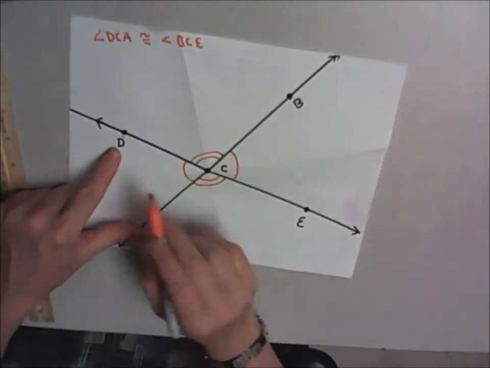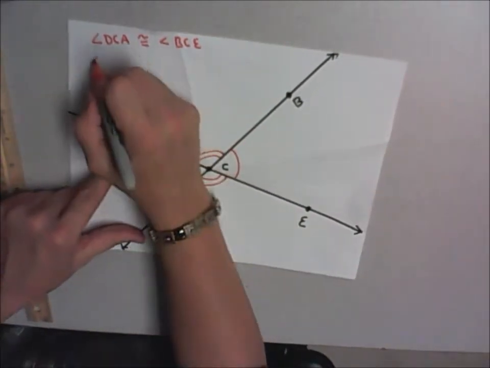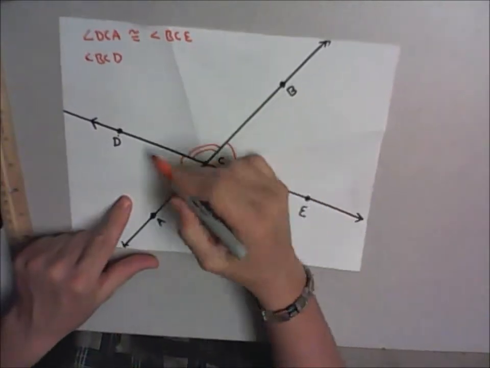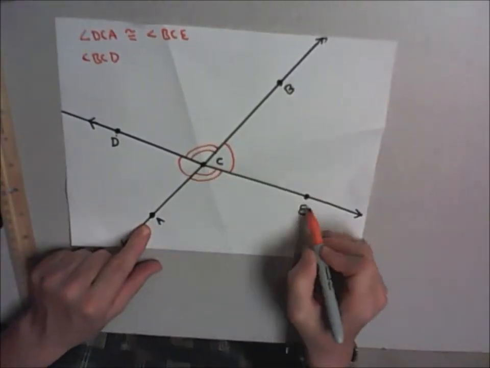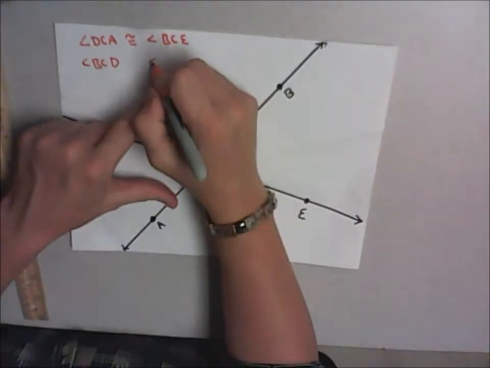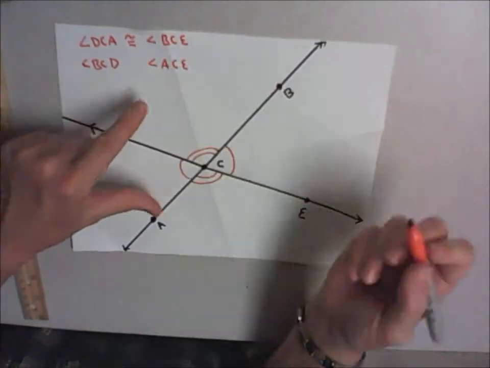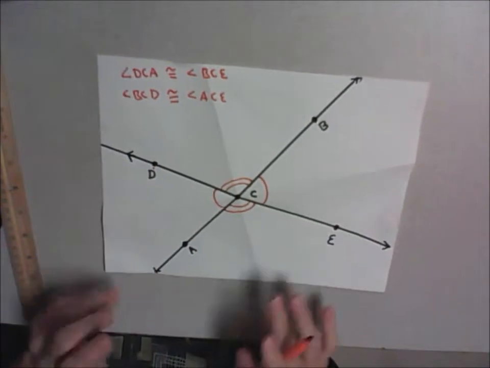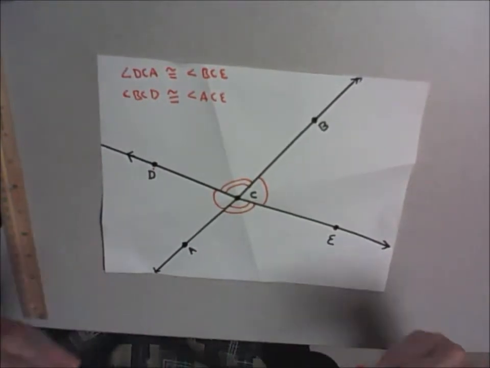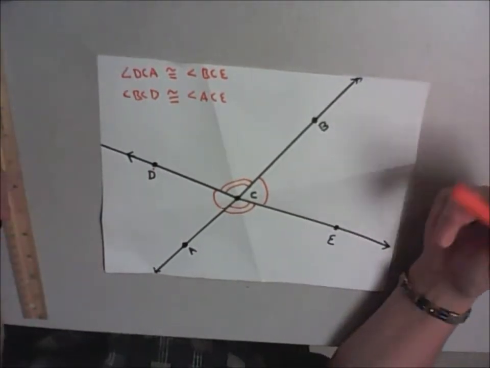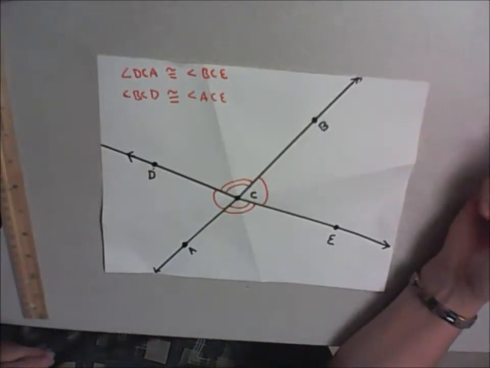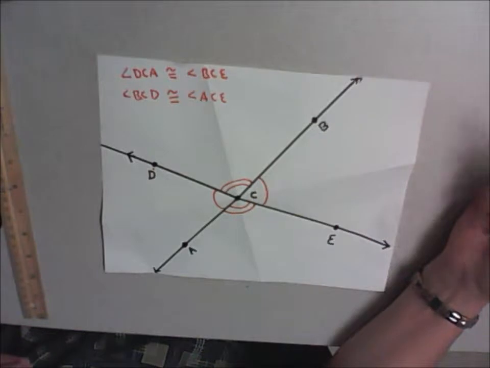So I just did angle BCD and angle ACE, and I decided that those two were congruent. Because when I folded them, they landed exactly on each other, so they had to be the same exact measure. So the next thing I want to do, I've labeled everything.